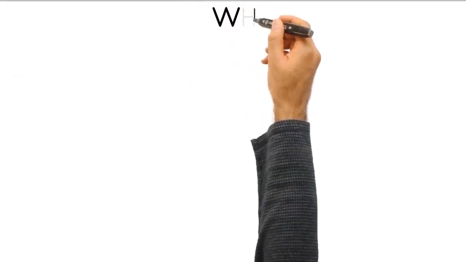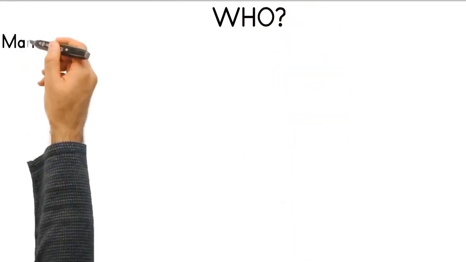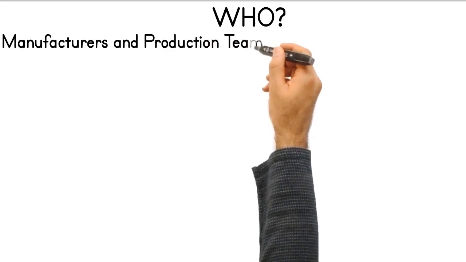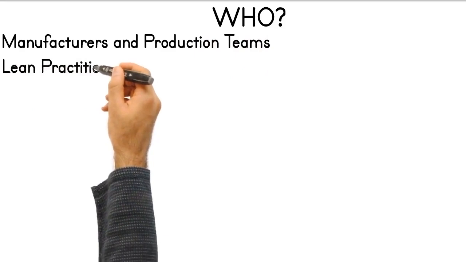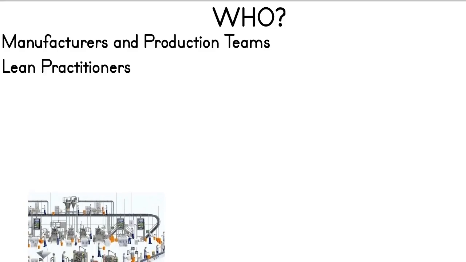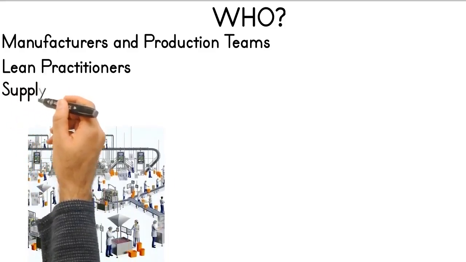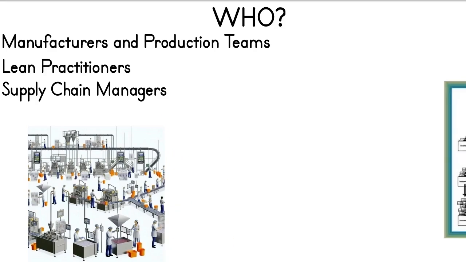Who uses continuous flow in manufacturing? Continuous flow is used by various stakeholders within the manufacturing process. Manufacturers and production teams. They implement continuous flow techniques to optimize production, reduce waste, and improve efficiency. Lean practitioners. Continuous flow is a key component of lean manufacturing, and lean experts apply it to enhance productivity and reduce bottlenecks. Supply chain managers.